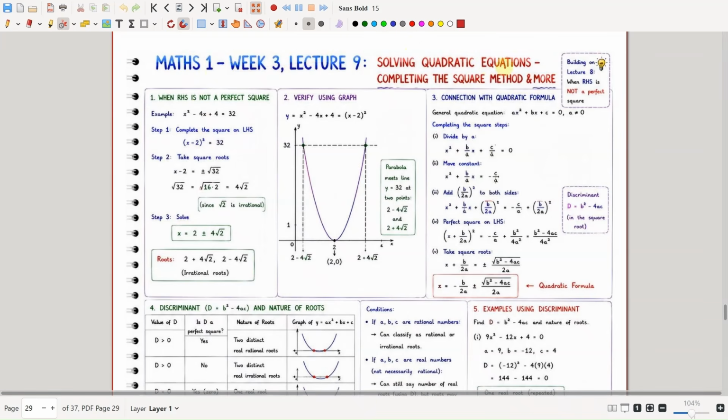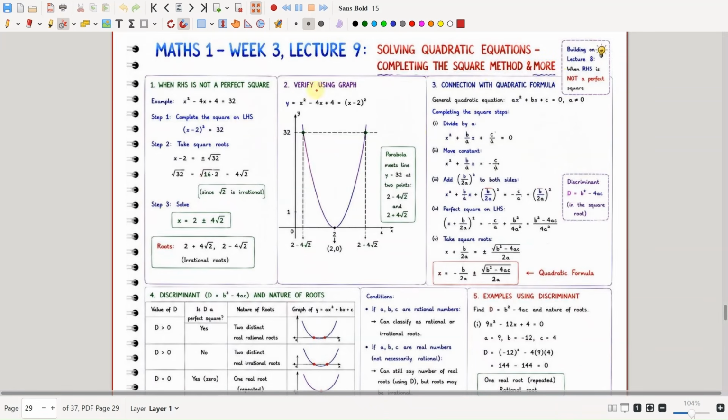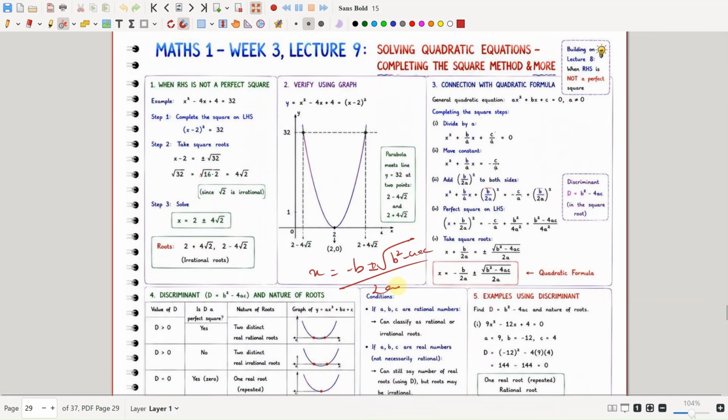Okay, so now let's move on to the next slide, week 3 lecture 9, where we will be solving the quadratic equation using the completing square method and more. Whenever we cannot simply use the complete the square method, we can also use this formula. x is equal to minus b plus or minus root of b square minus 4ac by 2a. You can also solve the equation using this formula.